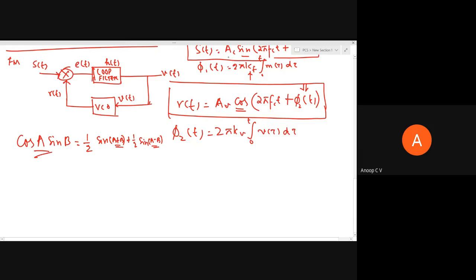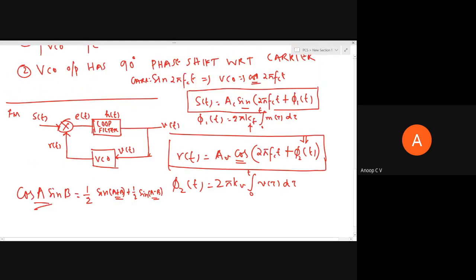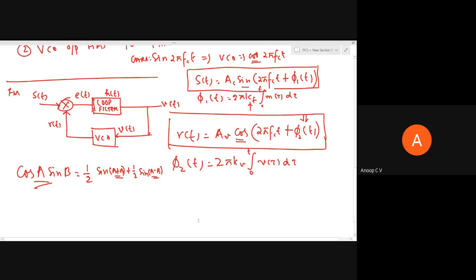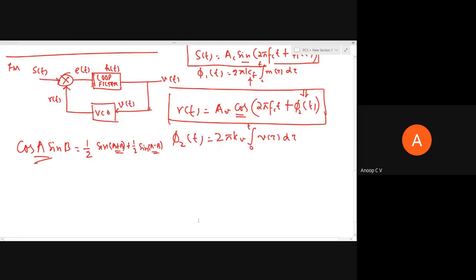So shall we just multiply S(t) and R(t) now? S(t) is A_C sin(2π f_c t + φ1(t)), and R(t) is A_V cos(2π f_c t + φ2(t)). If you multiply these two, we'll get half sine of the sum and difference frequencies. That's the basic thing. So now E(t) will have two components.